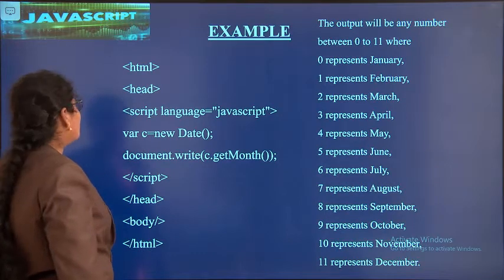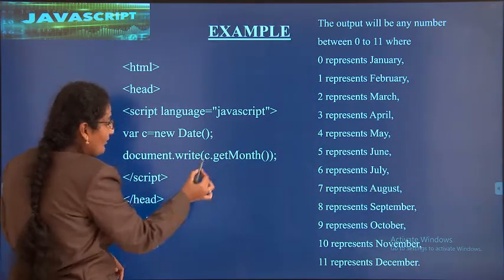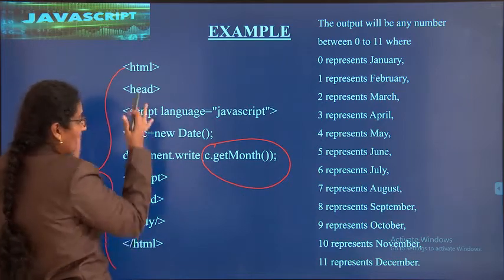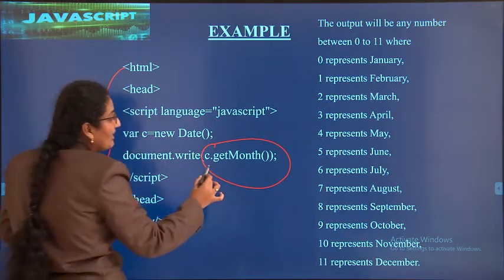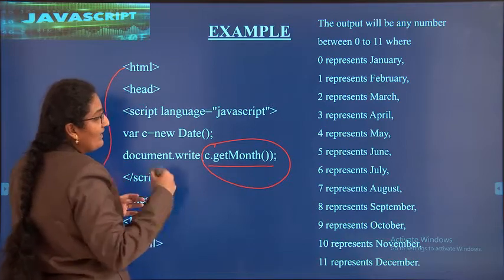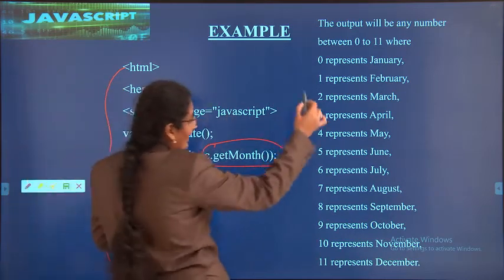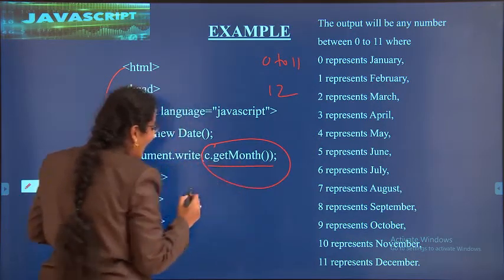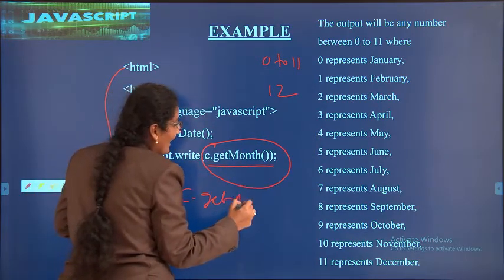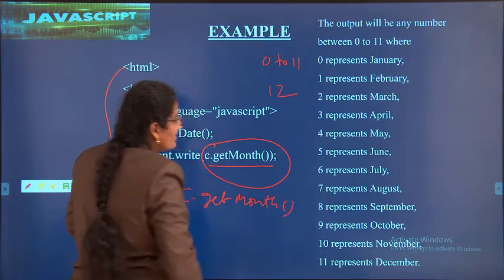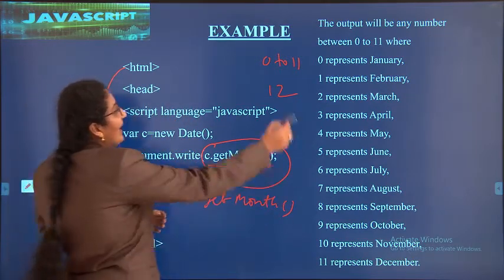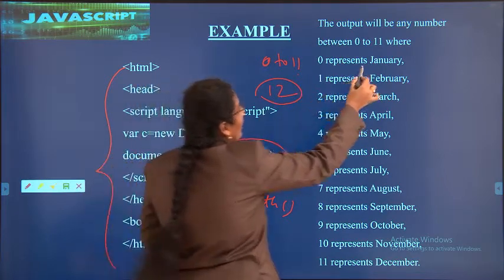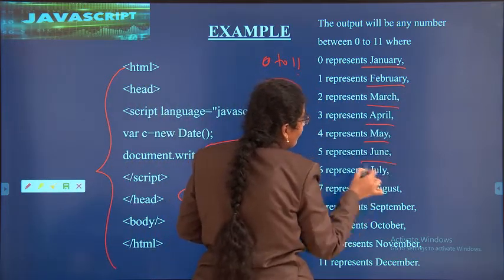So next one, months. If you want months, you have to write the statement as C dot getMonth. In every program, all the remaining things are the same. Only this statement will change depending upon our output. If I want the output from 0 to 11, because I have 12 months, I have to write C dot getMonth. So when I write C dot getMonth, I will get the output from 0 to 11, because I have 12 months, and the 12 months will display as the output.